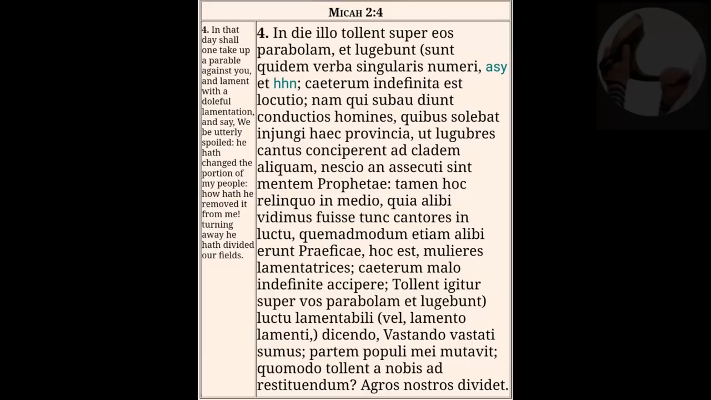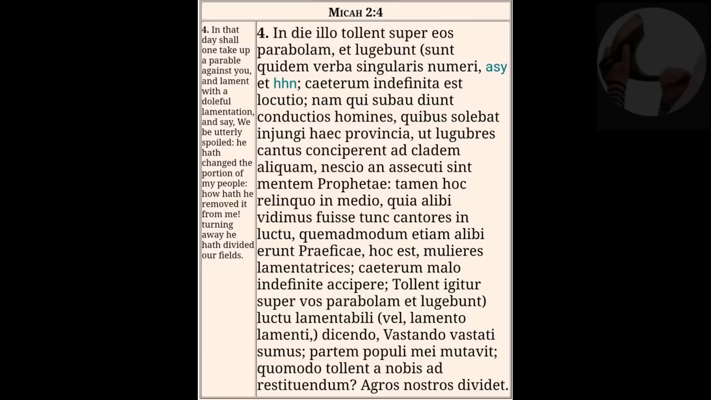In that day shall one take a parable against you and lament with a doleful lamentation and say, we be utterly spoilt. He hath changed the portion of my people. How hath he removed it from me? Turning away, he hath divided our fields.